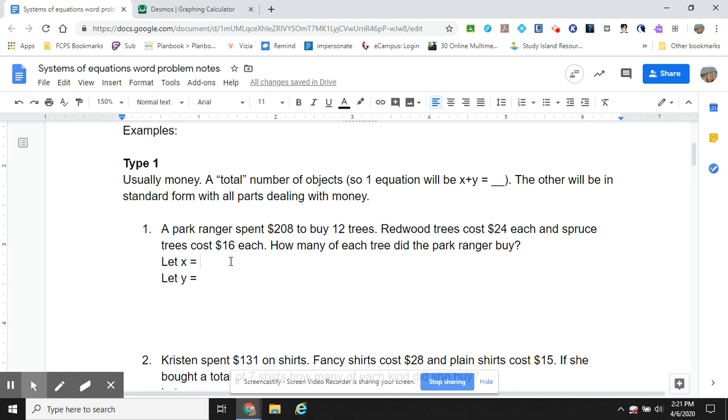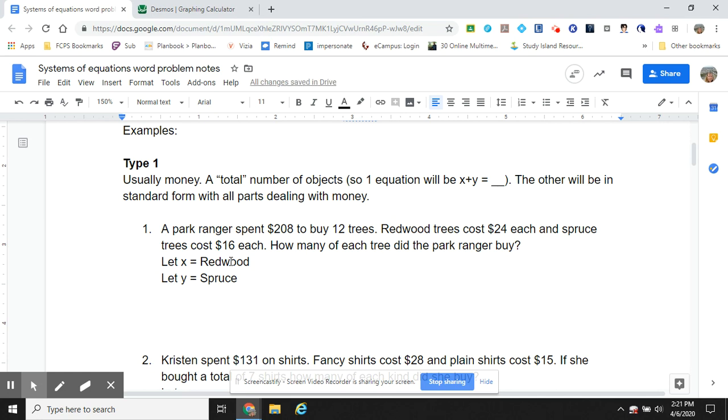A park ranger spent $208 to buy 12 trees. Redwood trees cost $24 each, and spruce trees cost $16 each. How many of each tree did the park ranger buy? Well, we're talking about 2 types of trees, redwood trees and spruce trees. So I'm going to let x equal the redwood trees, and I'm going to let y equal the spruce trees.